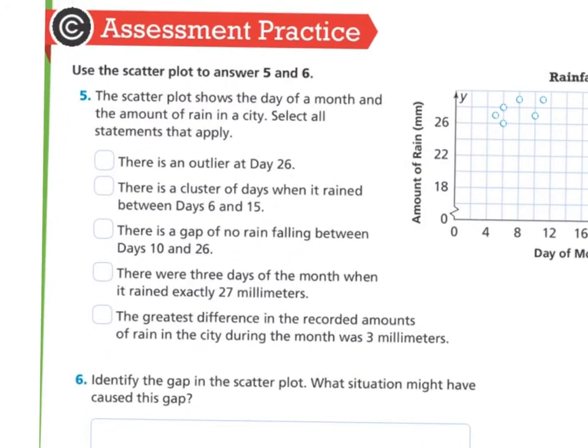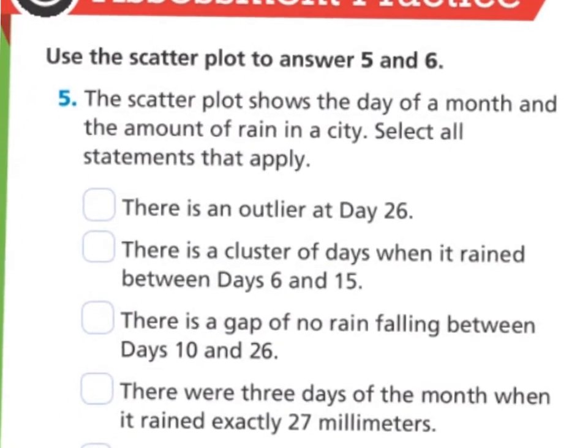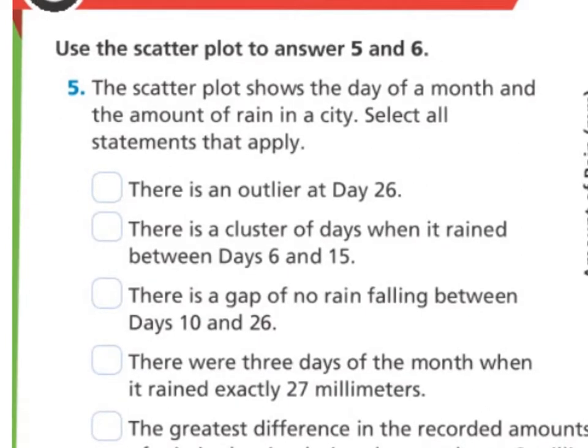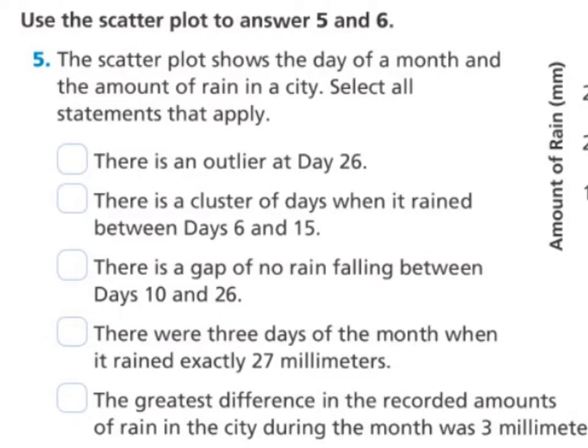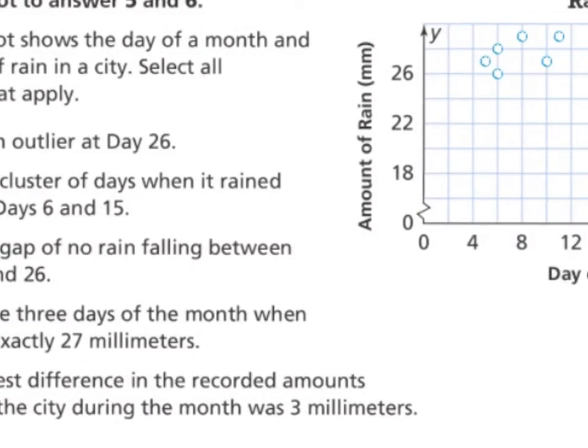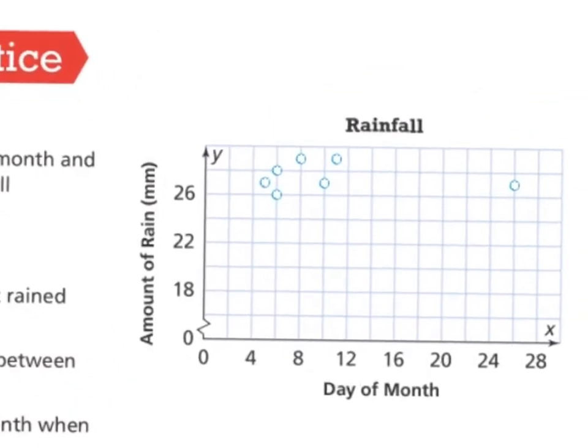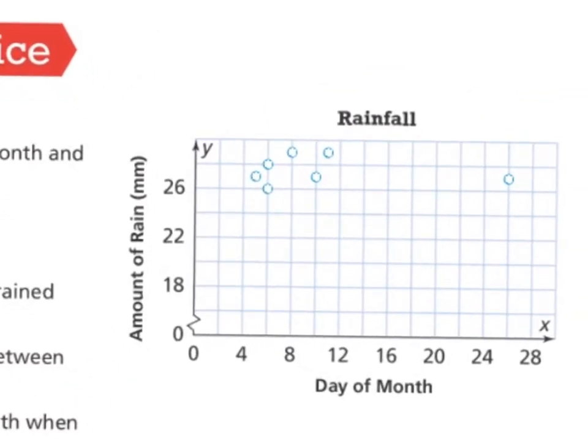Number 5, they want us to use the scatter plot to answer this question. Scatter plot shows the day of the month and the amount of rain in a city, and they want us to select all the statements that apply. So the first thing they want us to see is if there is an outlier at day 26. And if we look at the graph, we do have one point way out here, and if we check, halfway between 24 and 28 would be 26, so that looks to be correct.